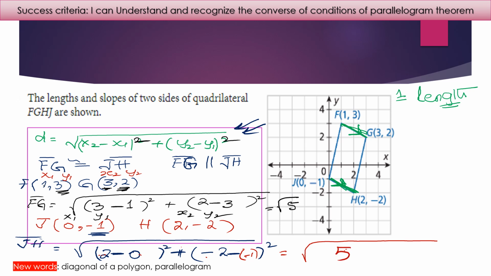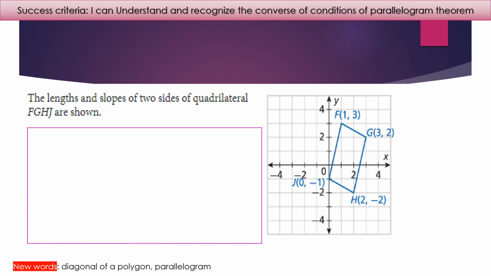So what I have seen, yes, FG is congruent to JH. So I have proved that one side is congruent. But can I say on this basis that it is a parallelogram? No. I have to find out now the JF and GH by doing the same process. If you understood this, pause the video and see if your answer for the second part matches with me or not. Let's do the same thing with the other part.